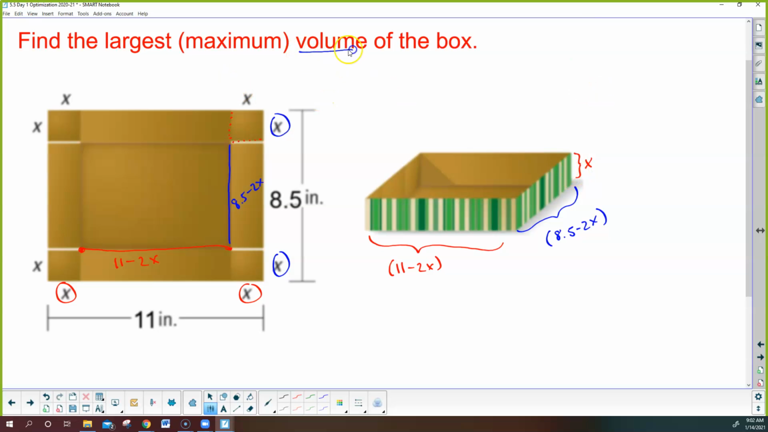Then we have to maximize the volume. So when they say maximize, that means we got to find the critical point. So I have to find when is the derivative of the volume equal to 0. And any box is length times width times height. So we're going to have a decent amount of algebra here.